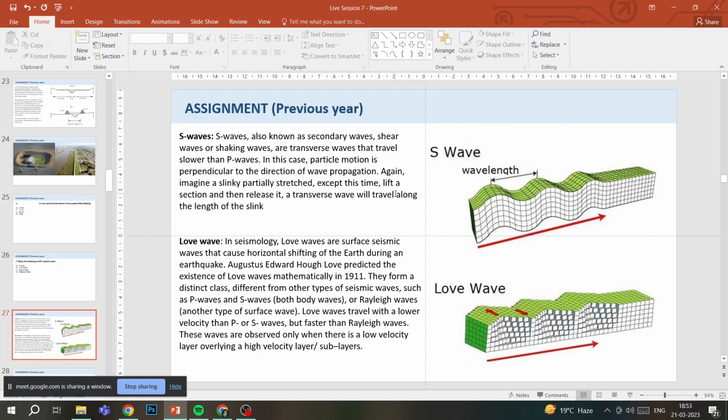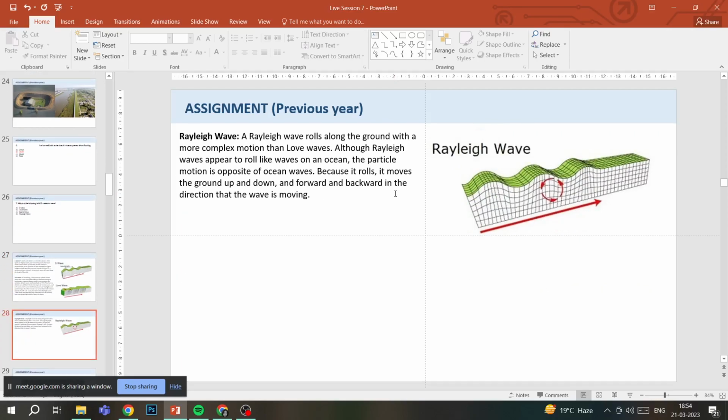They form a distinct class different from other types of seismic waves such as P wave and S wave, both body waves, or Rayleigh waves, another type of surface wave. Love waves travel with a slower velocity than P or S waves but faster than Rayleigh waves. These waves are observed only when there is a low velocity layer overlaying a high velocity layer or sublayers. So in Love waves, a horizontal shifting of the earth happens during an earthquake. An S wave is just a wave that goes by, but in a Love wave, horizontal shifting of the earth is also happening.